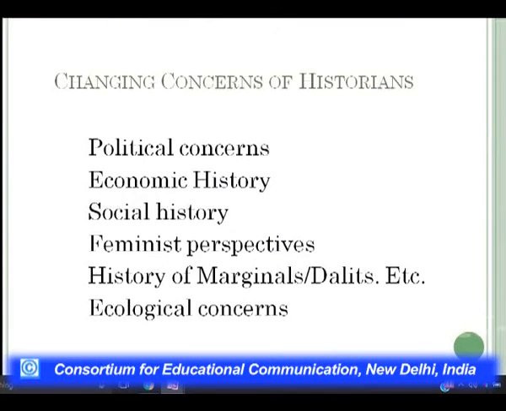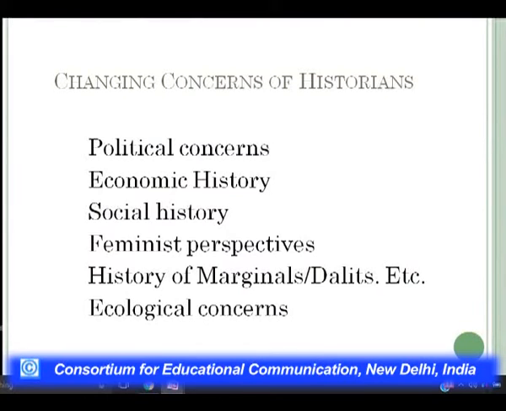This can be explained basically in the concerns of environmental historians. Our concerns have been political concerns, economic history, social history, feminist perspective, history of marginals, Dalits, etc., and ecological concerns, which means historians have been trying to focus on political issues, economic issues, social history, feminist perspective, etc. When they do this, they are also trying to understand the changes which have been documented at different levels by the natural scientists themselves.